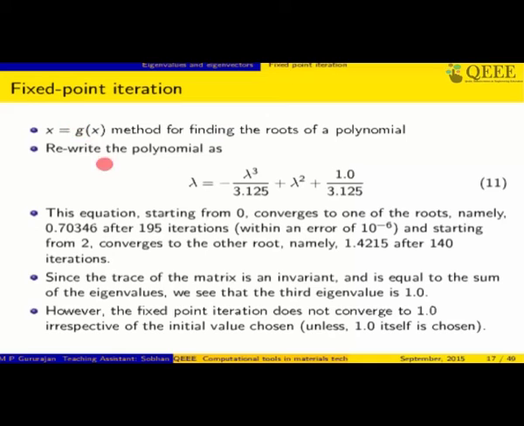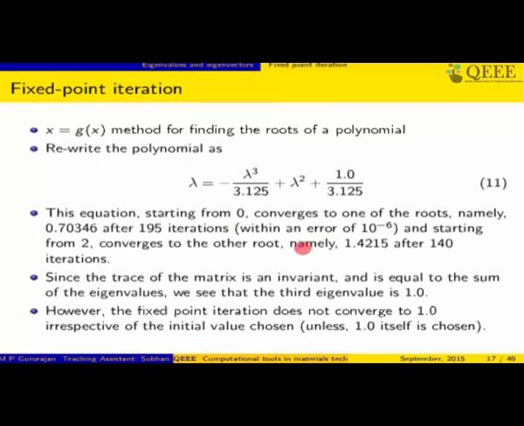So I have rewritten the polynomial as lambda equal to minus lambda cube by 3.125 plus lambda squared plus 1 by 3.125. Okay. So now you keep taking values. For example, first if I take lambda to be 0, what do I get? This is 0, this is 0. I get lambda to be 1 by 3.125. Now I substitute lambda to be 1 by 3.125 here in this equation and get what is the next lambda.